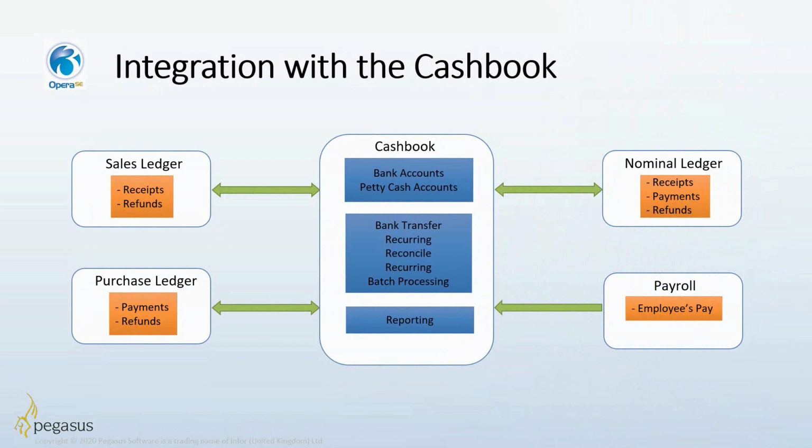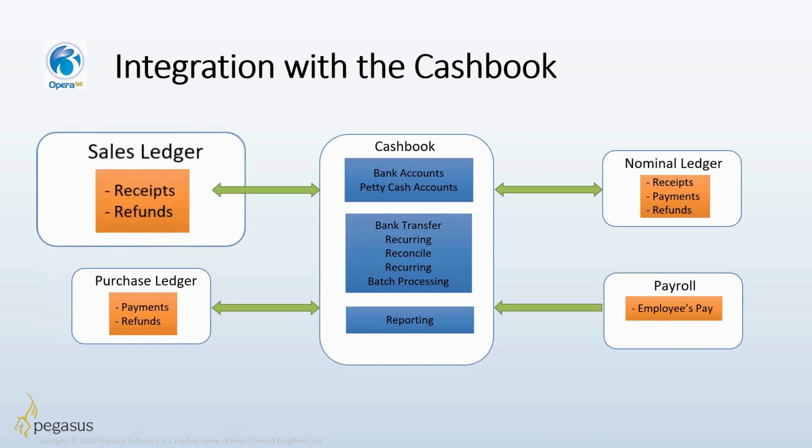However, the beauty of the Cashbook is its integration across the financial applications within Opera 3. From the sales ledger, these bank accounts are updated with receipts from your customers and payments made back to customers in the form of refunds. This is a two-way process in that you can enter these transactions directly in the sales ledger, but you can also enter them in the Cashbook, which might be more logical in that you might be batching all of the receipts received today and entering them in one run.